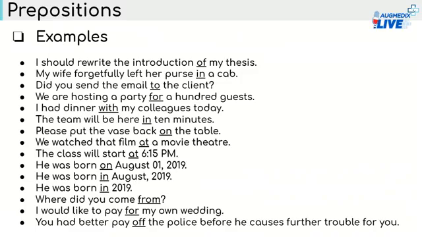We watched that film at a movie theater. The class will start at 6:15 p.m. He was born on August 1st, 2019. He was born in August 2019. He was born in 2019. Where did you come from? I would like to pay for my own wedding. You had better pay off the police before he causes further trouble for you.